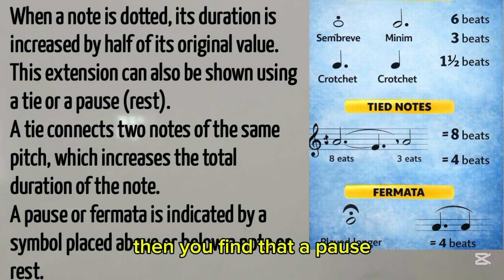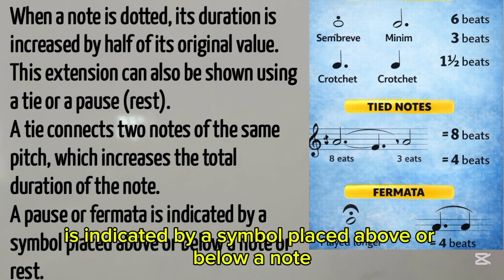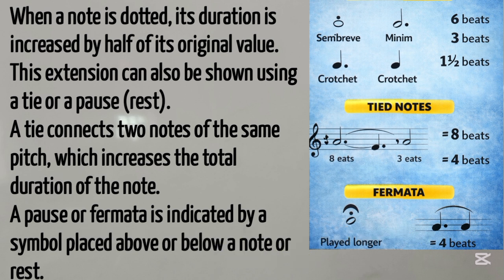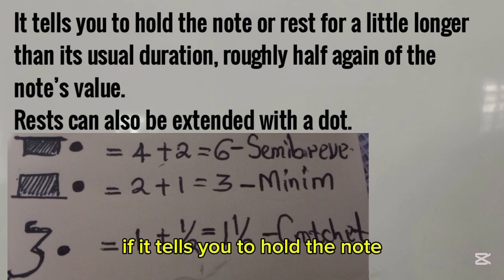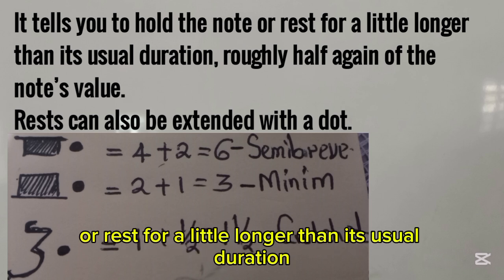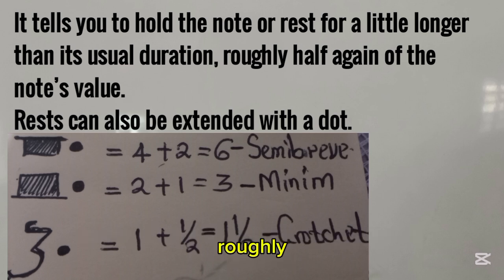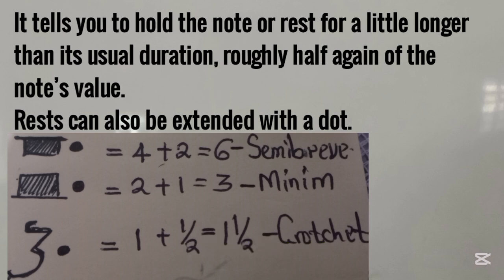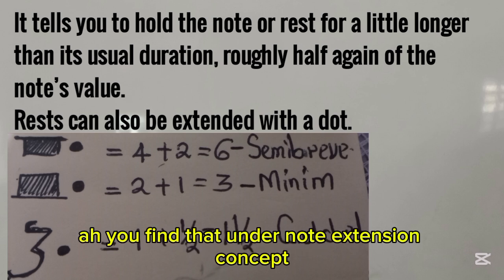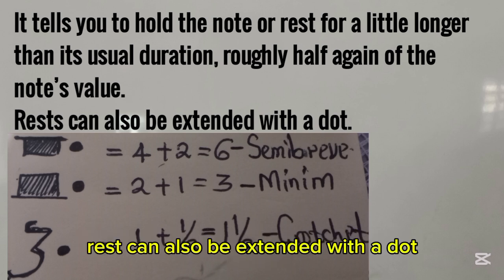Then you find that a pause or fermata is indicated by a symbol placed above or below a note or a rest. It tells you to hold the note or rest for a little longer than its usual duration, roughly half again of the note value. That's fermata. You find that under the note extension concept, a rest can also be extended with a dot.